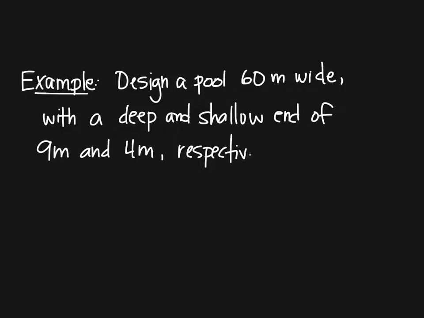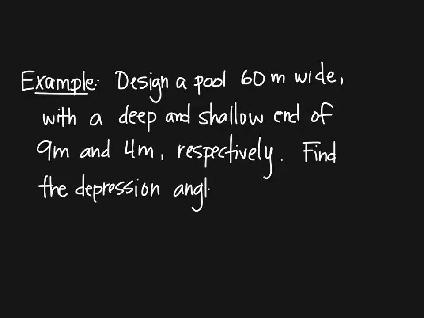You know that when you read the word respectively, that tells you that when they have two nouns, like the deep end and the shallow end, and then they give you two numbers, 9 and 4, those match up. The first and the second one match up. That's what respectively means. So then what you need to determine is find the depression angle of the bottom of the pool, for the pool's floor.